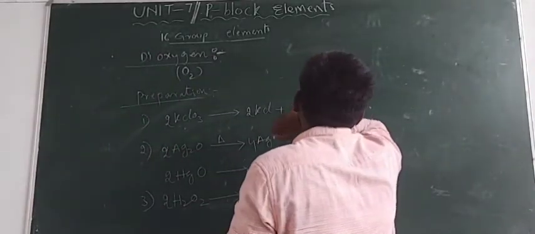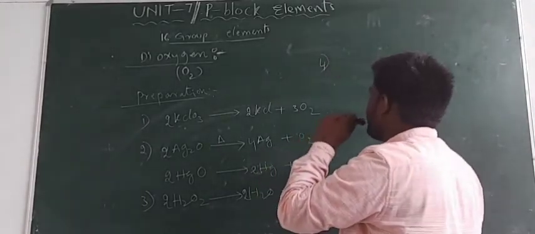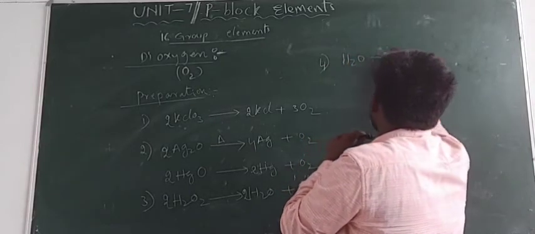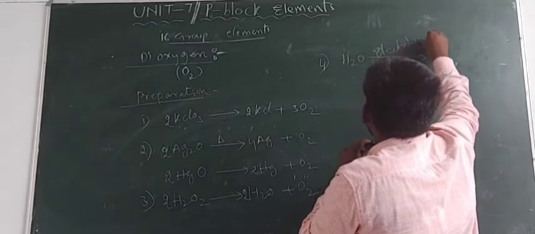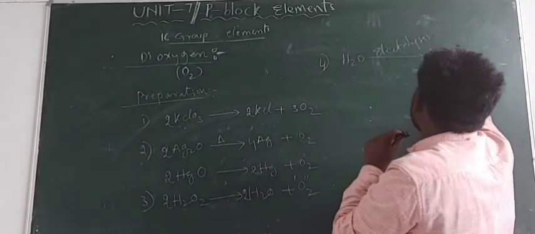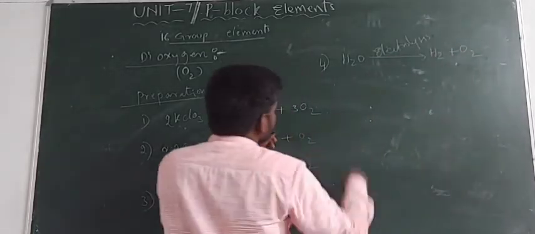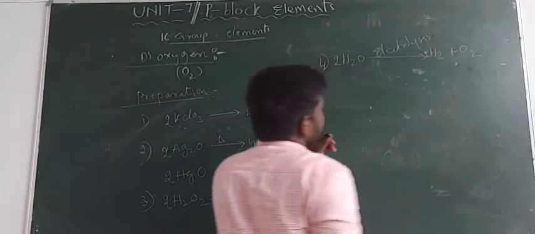Next one, upon electrolysis of water. When water is subjected to electrolysis, it can produce hydrogen gas, and the next one oxygen gas. So to balance this equation, multiply water with 2, and here also multiply with 2.